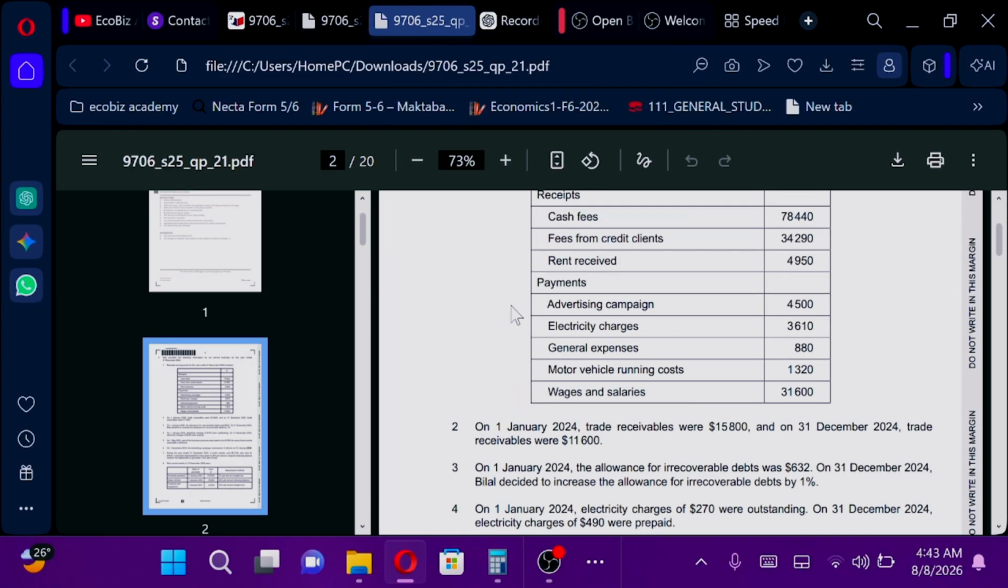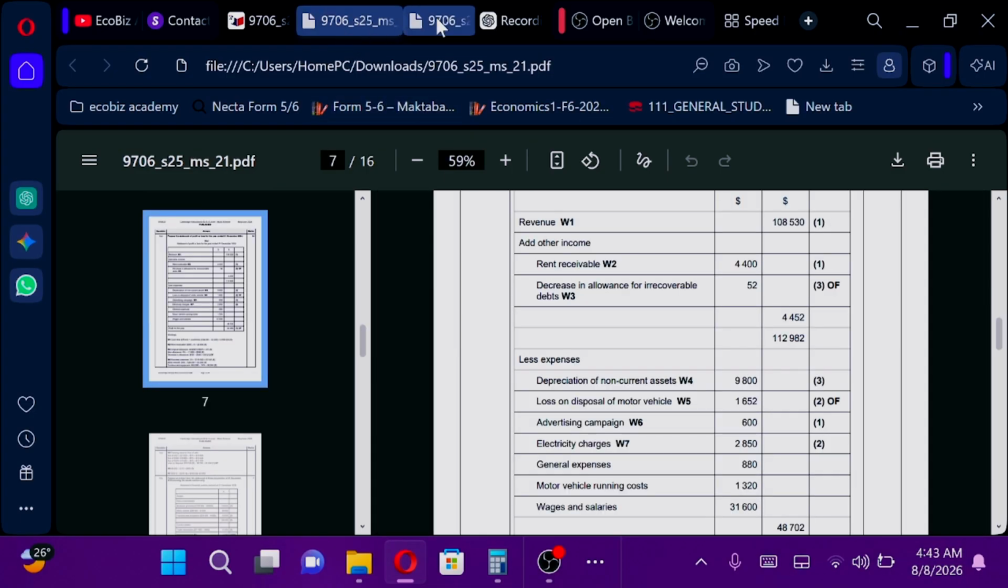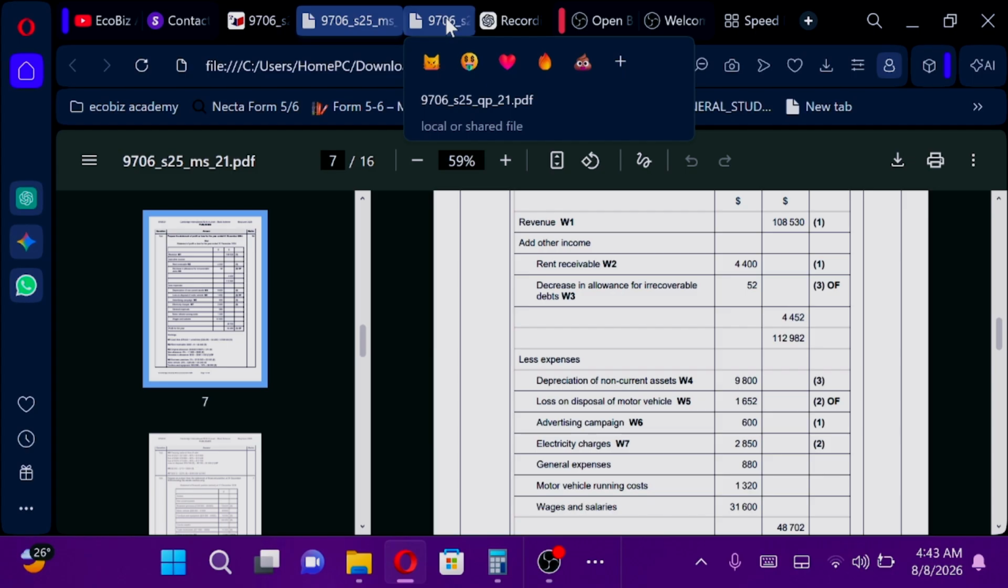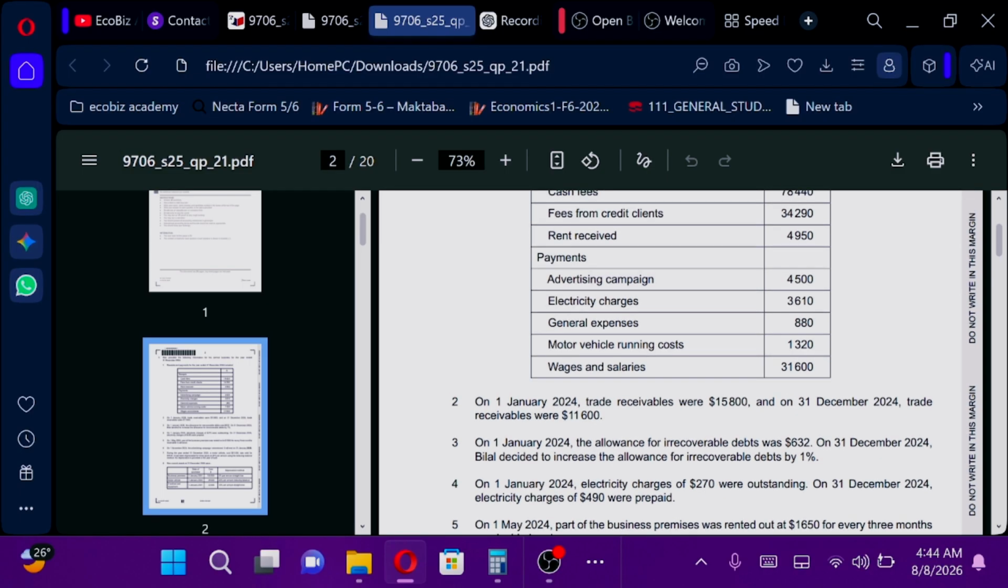So what are the incomes here? We have rent received. Yes, we have rent receivable. Now, let's read here. It says, on 1st of January 2024, the allowance for irrecoverable debts was 6,632. On 31st of December 2024, Bilal decided to increase the allowance for irrecoverable debts to 1%. So what do we do here?